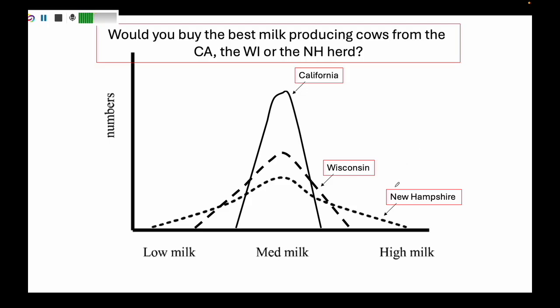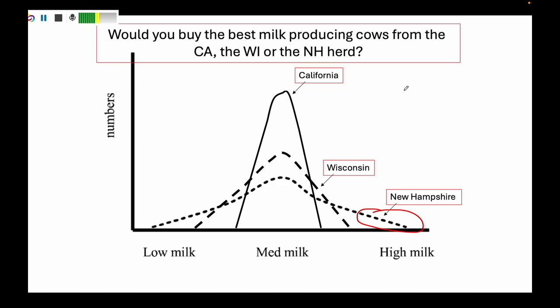To me, it seems like the obvious answer would be that the New Hampshire breed has all of these cows that are contributing to this high milk production. Those are the cows I want to buy. They have the highest milk production phenotype. But I do get students saying, well, what I like about the California population is that it's consistent.